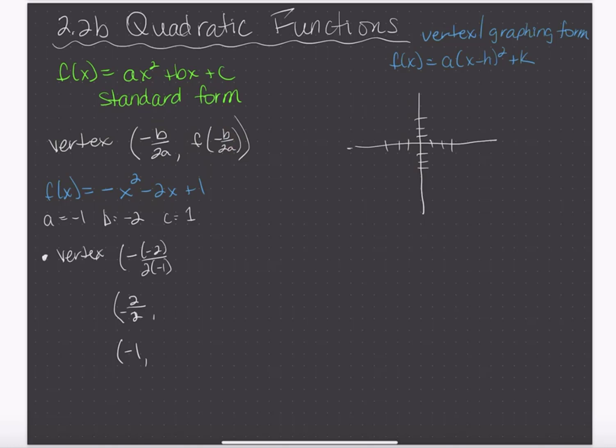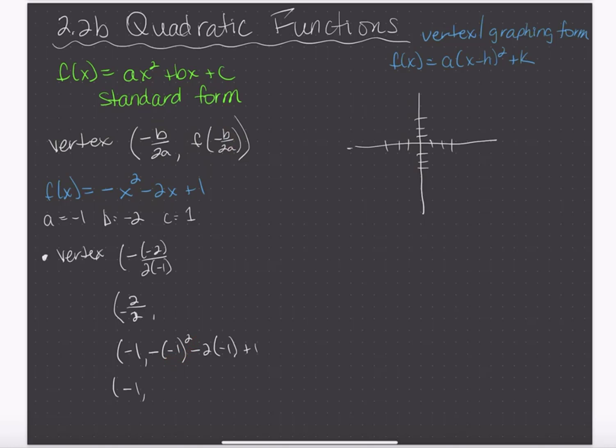So my original function's written in blue. So we have a negative, and then our x was negative 1 squared minus 2 times our x, which was negative 1 plus 1, right? And just keep simplifying it. So I'm going to keep that negative 1 there, so I know that that is my h coordinate. And then now I can just work on this part.